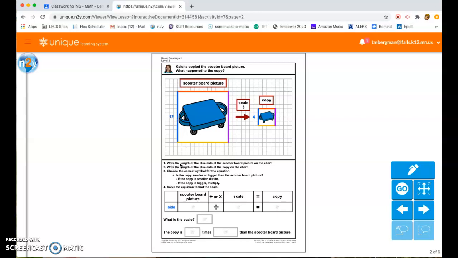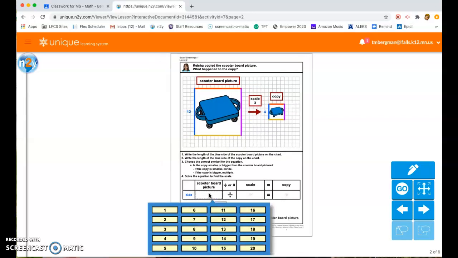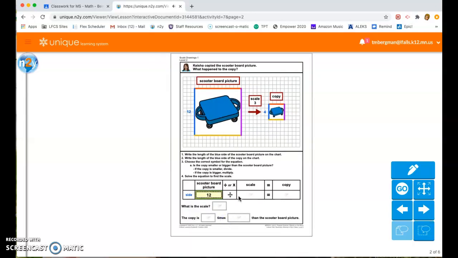When you complete this, make sure you're reading every part of the question, okay? Follow the directions. Write the length of the blue side of the scooter board picture on the chart. So here's the blue side. The scooter board picture's blue side is 12. And it says, do you need to divide or multiply? It told us divided by. It told us we needed to divide, and the reason is because it's smaller.